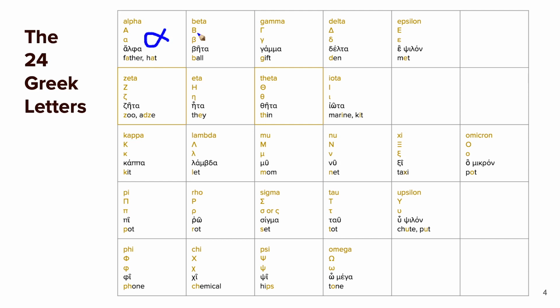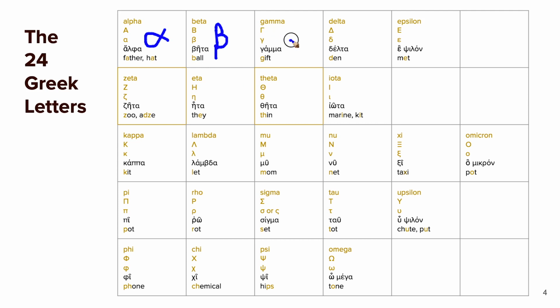Beta has the same form as our capital B when it's in a capitalized form. It's kind of more of a long B there. And the lowercase looks like the beta that you've maybe seen in some math classes in the past. And that's pronounced just like the B in ball, b.